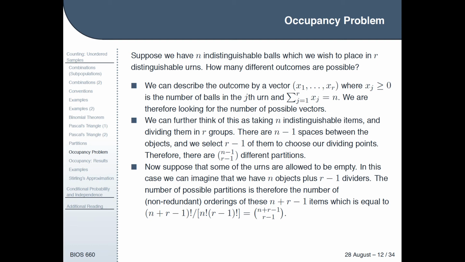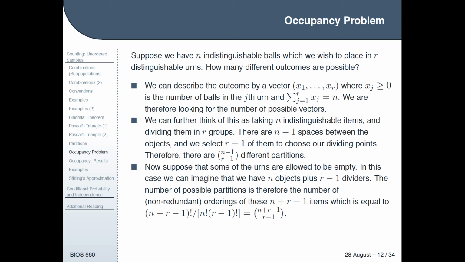Practically, the second problem is equivalent to choosing the possible ways of picking r minus 1 dividers out of a total of n plus r minus 1 items, as if you are picking some unordered dividers out of the total number of objects. So it's just n plus r minus 1 choose r minus 1. Yeah, precisely.